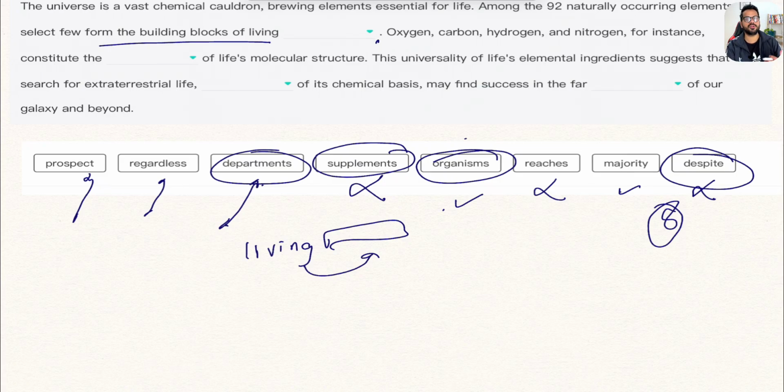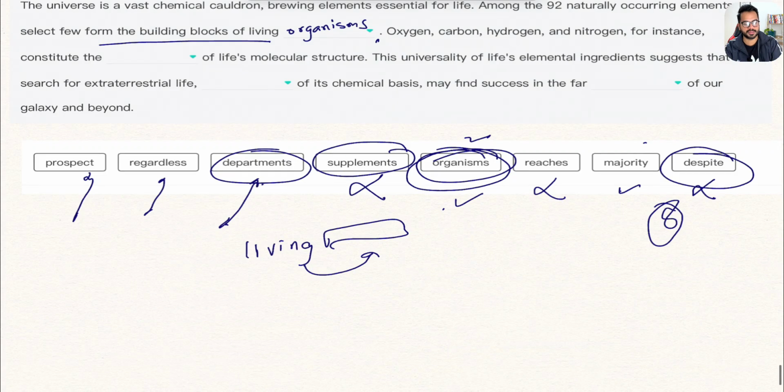So what I've done is I've used the elimination method, where I eliminated the options which I feel are not going to be the correct answers. So the building blocks of living departments, building blocks of living organisms, building blocks of living majority, organisms sounds better. Organisms is going to be my correct answer. So once I have used the word organisms, that would be gone. That means I can't use that again.